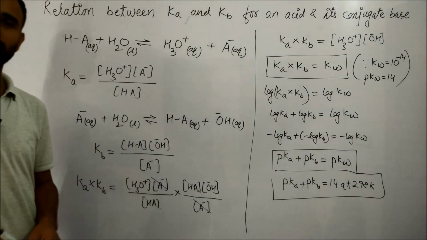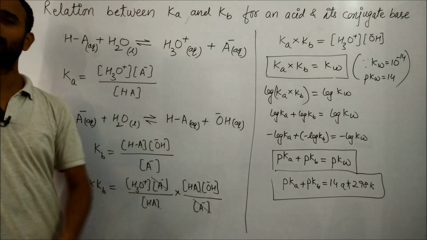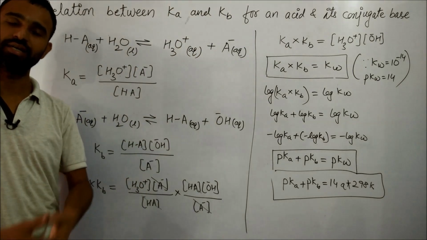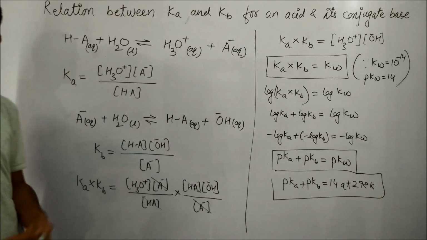That's all about the relation between Ka and Kb for an acid and its conjugate base.